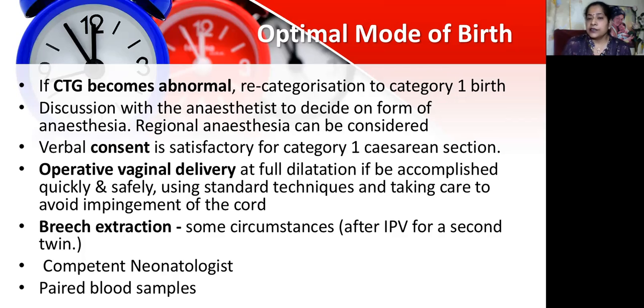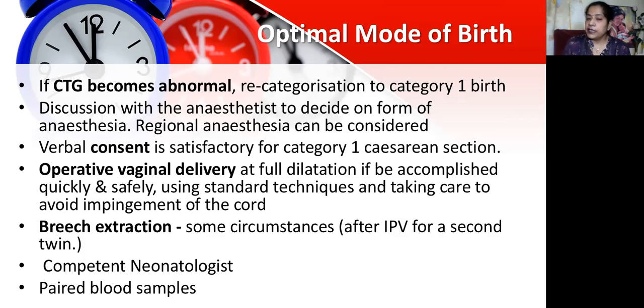Discussion with the anesthetist is needed to decide which form of anesthesia would be quick and easy. Regional anesthesia can be considered. Verbal consent is satisfactory for all category 1 caesarean sections, especially if the patient has been briefed of this condition before.